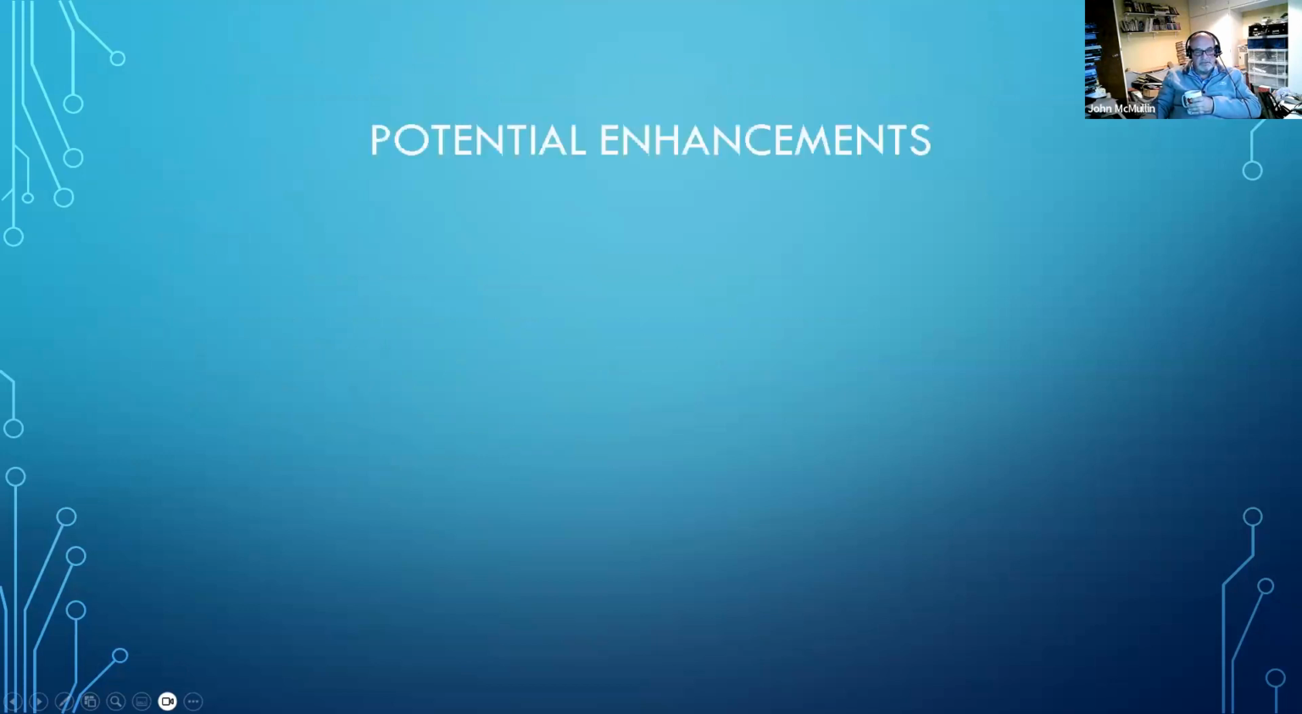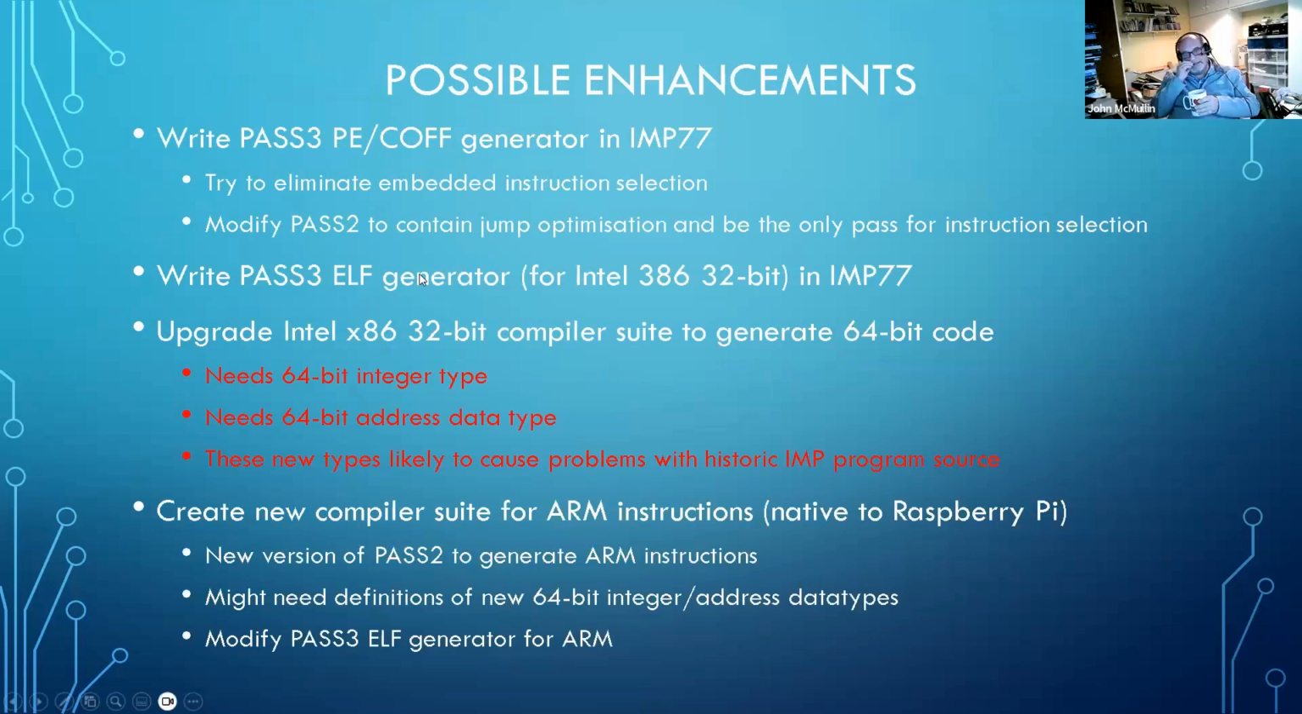Right, potential enhancements. Oh dear. I'd like to write the pass 3 in Imp itself, because my belief is if you have a compiler, you should write the compiler in the language it's compiling.